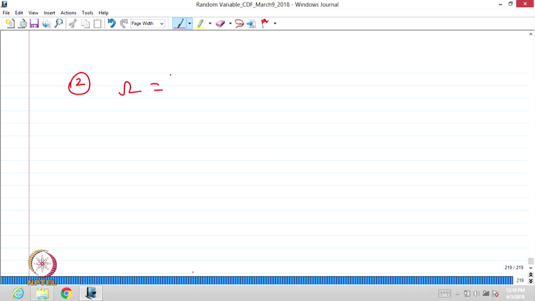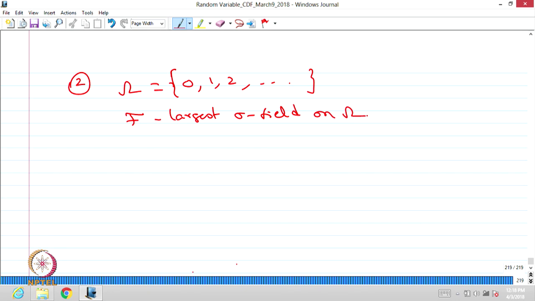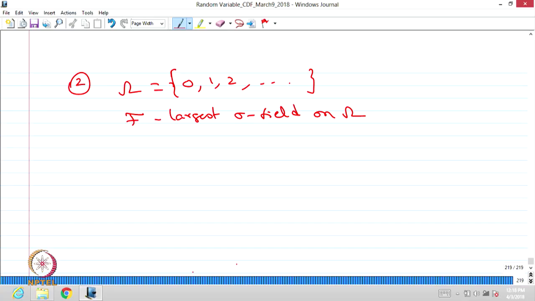So omega is going to have 0, 1, 2 and so on, countably infinite elements. F is the largest sigma field on or over omega. I am not going to list out the elements. That means it starts with the empty set and all single elements, any two elements, any three elements and so on. So that is the largest sigma field on omega.